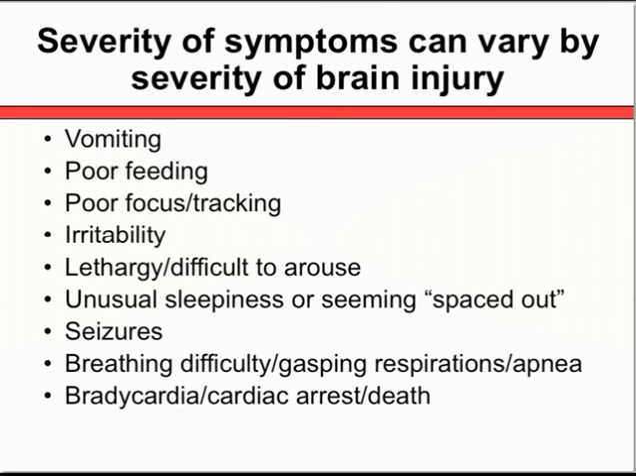The severity of the symptoms can vary by the severity of the brain injury. Sometimes the symptoms are subtle, such as vomiting and poor feeding, poor focus, or the child isn't tracking objects across the room the way they used to. Sometimes the symptoms are more significant, such as lethargy or difficult to arouse, unusual sleepiness, or just seeming spaced out. Seizures, difficulty breathing, even progressing to apnea, bradycardia, cardiac arrest, and death are all ways that these children do present after their injuries.